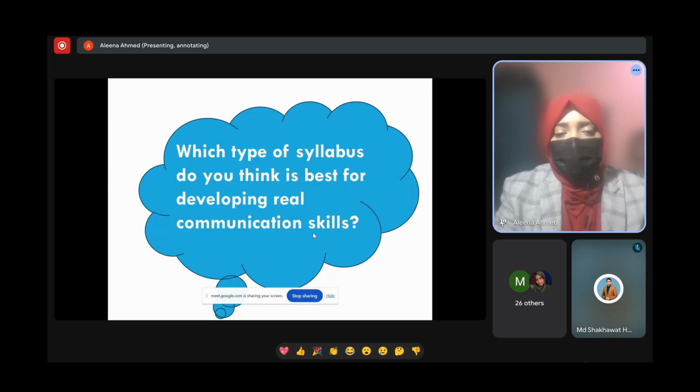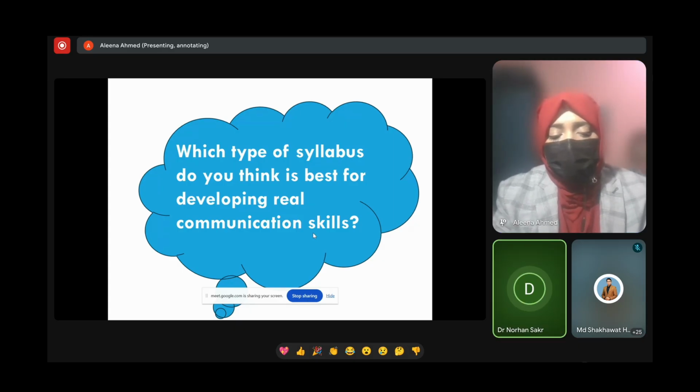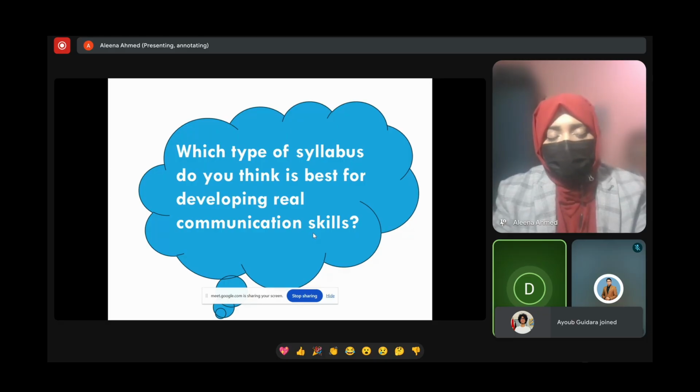Okay, situational learning is also beneficial for learners as they act in real life situations, but in tasks, they are involved in making and accomplishing the task. And all of them are involved, all the students are involved in small groups to accomplish the tasks.